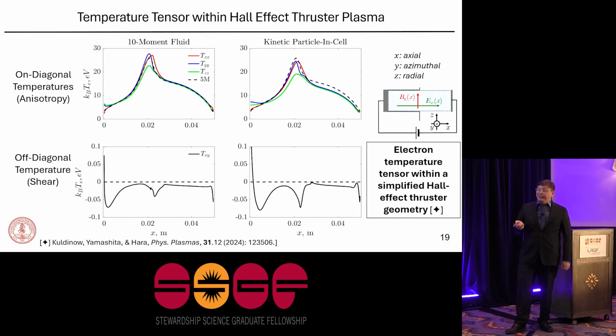And you can see that the 10-moment model does a fairly good job in capturing the temperature anisotropy. It can be up to 10 or 20%, and you get qualitative similarities, especially in the region near the wall, and at the exit of the discharge chamber of the thruster.